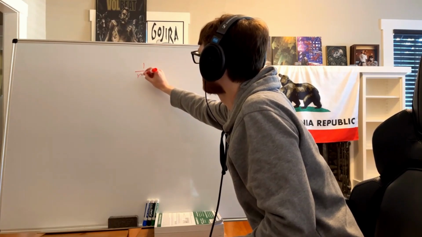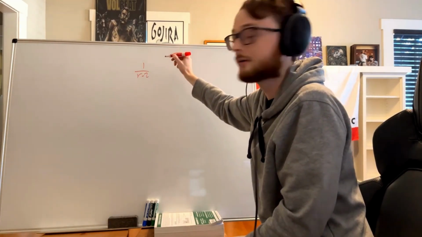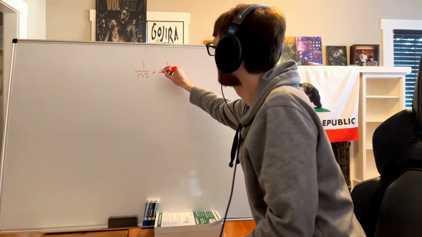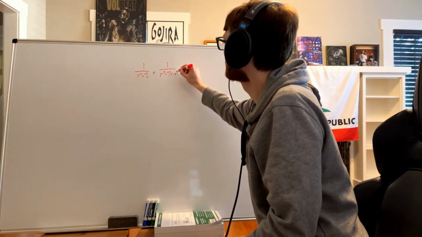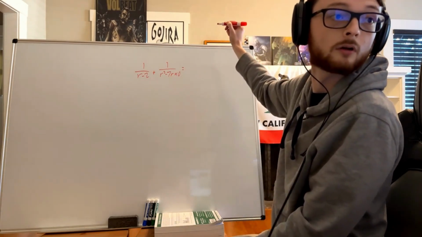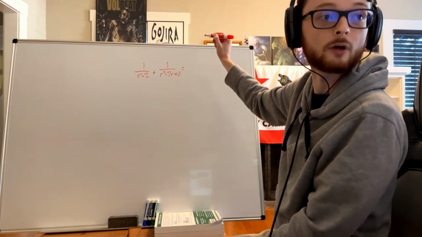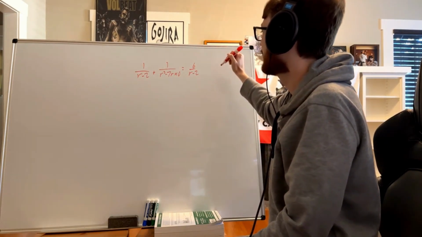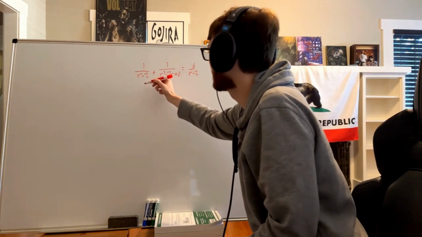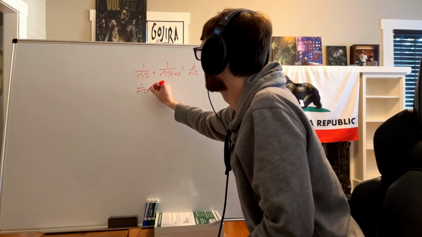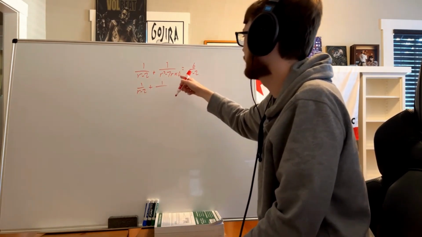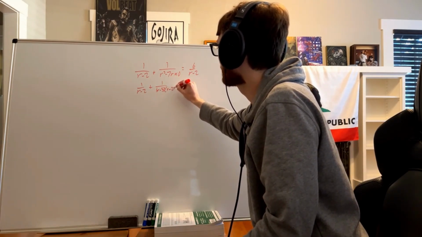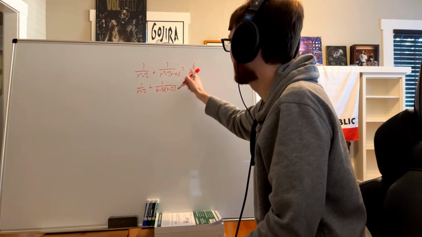One over r minus 2 plus 1 over r squared minus 7r plus 10. So make sure I'm writing it down right. Equals 6 over r minus 2. Okay. So first thing, I want to factor that middle term. It factors into r minus 5 times r minus 2. So it multiplies to positive 10, adds to negative 7.